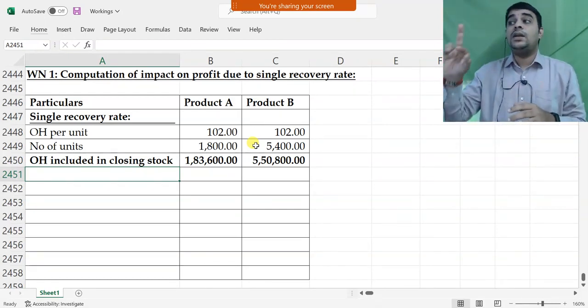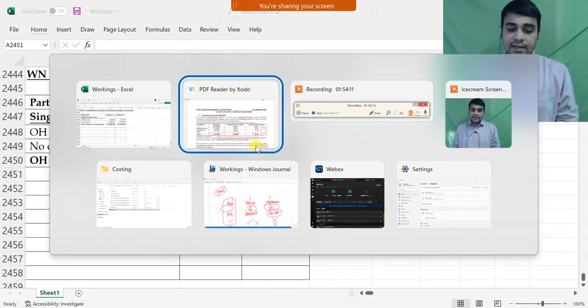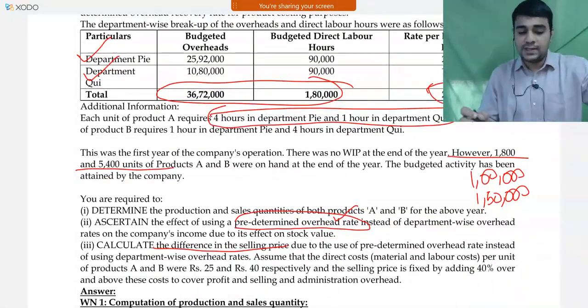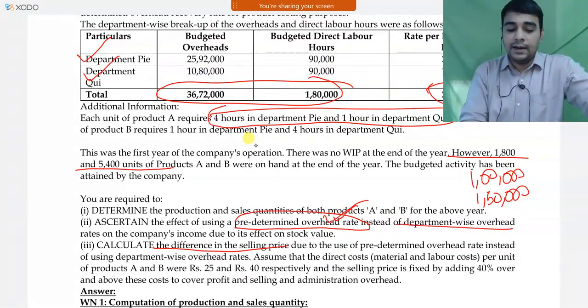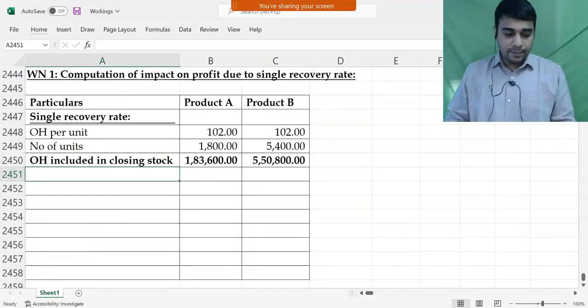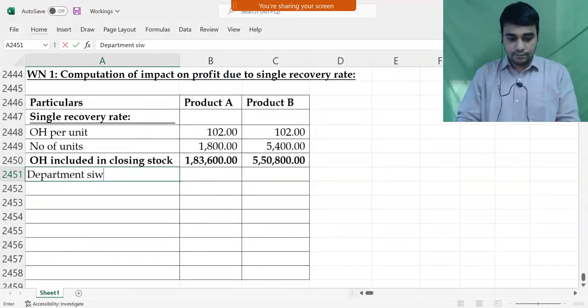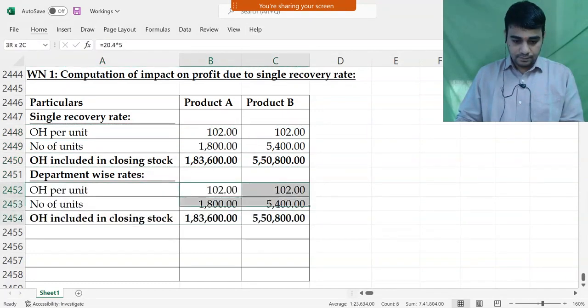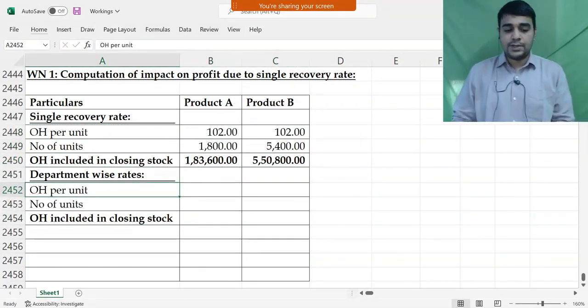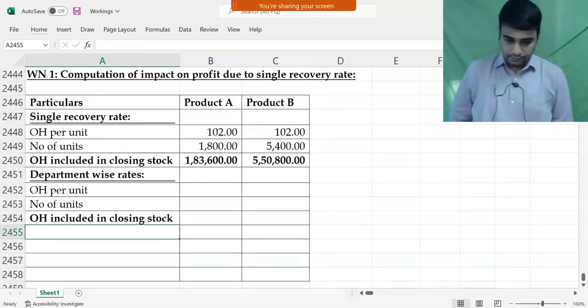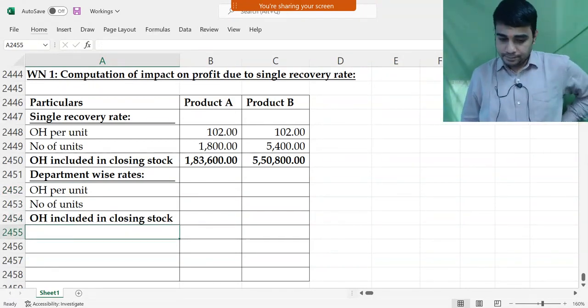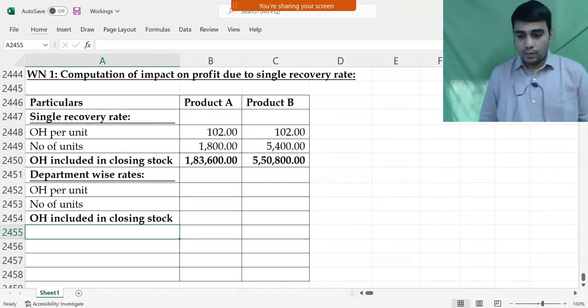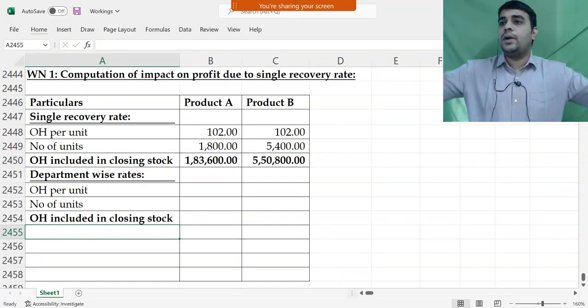So they are asking, what is the impact because you followed a single recovery rate? What is the effect of using a predetermined rate instead of department wise rates? Then I'll go department wise rates. Department wise rates: overhead per unit, number of units, and OH included in closing stock.